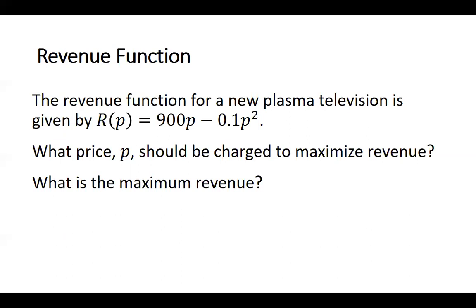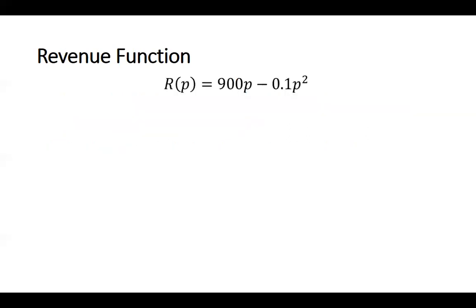So what is the best price for us to charge to get the most revenue? Not the highest price we can charge, not the cheapest price we can charge, not where we can sell the most units, but what price is going to maximize our income, our revenue. And then what is the maximum revenue? Well, let's look at the equations. So we have R(P) equals 900P minus 0.1P squared.